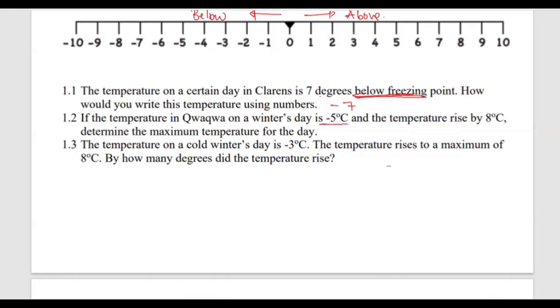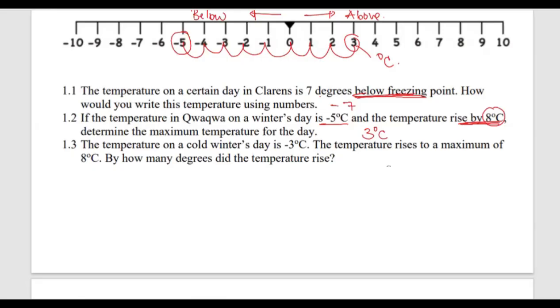If the temperature on a winter's day is -5, and the temperature rises by 8, you see that? Determine the maximum temperature for the day if it rises. So now it was at -5. It's going to rise how many steps? 8 of them. So we start 1, 2, 3, 4, 5, 6, 7, 8. So this is the maximum temperature. You understand? So here we shall say it rises and it comes to 3.